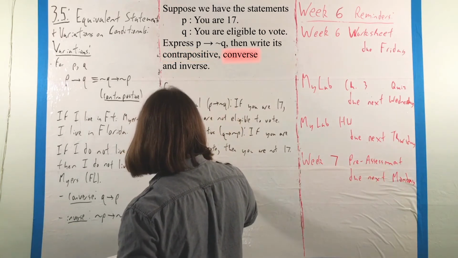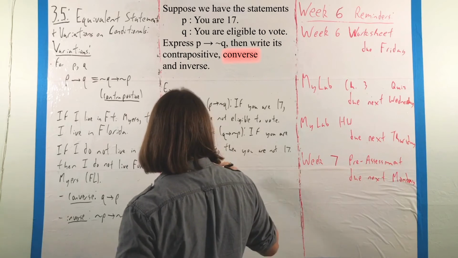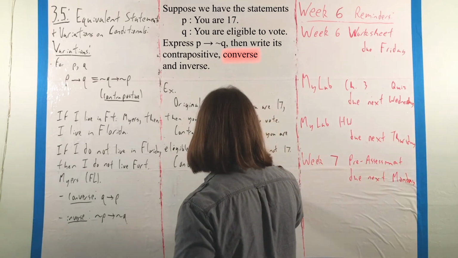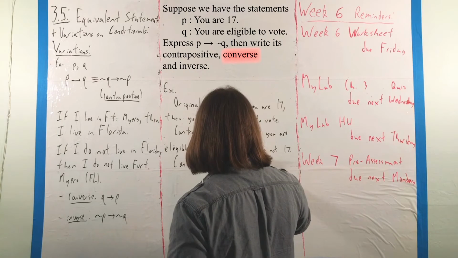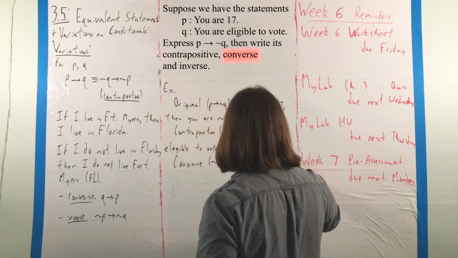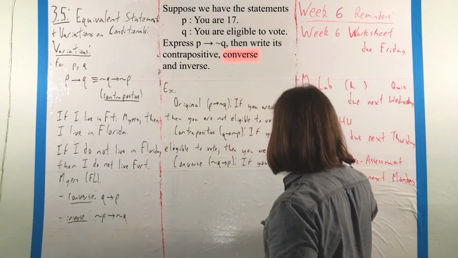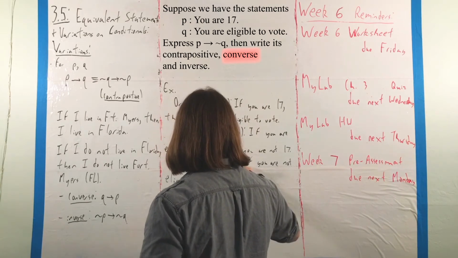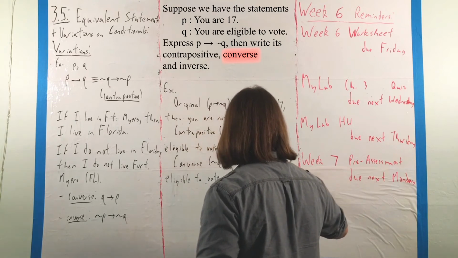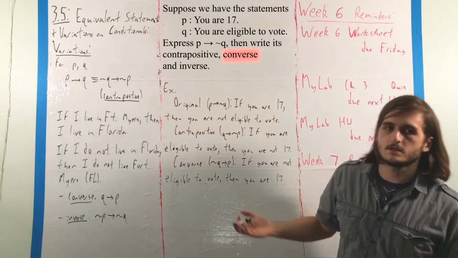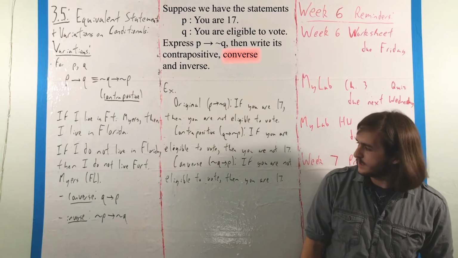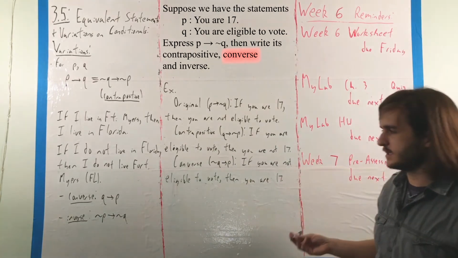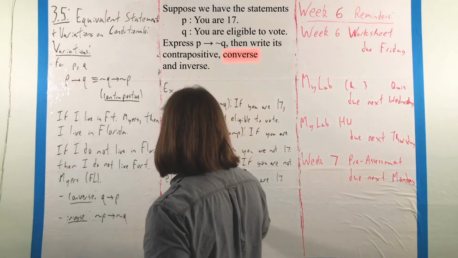Next, we have the converse, where for the converse, remember what we're doing is just flipping our two components. So we get if not Q, then P, where this can be read as: if you are not eligible to vote, then you are 17. Again, some cases work, but it's not really true generally. So converse gets us into even muddier waters as far as the truth value goes, but that's what it would look like in this case.